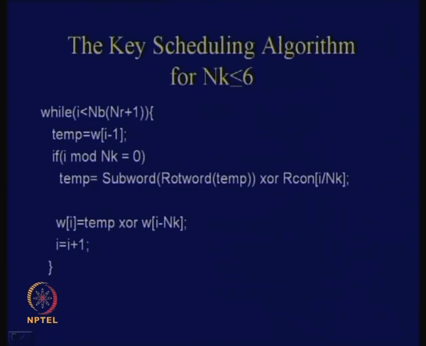So does that more or less clarify the algorithm? Okay, so that is precisely what you do. Therefore, you understand that this is how you do the key scheduling algorithm when Nk is equal to 4 and when Nk is equal to 6.